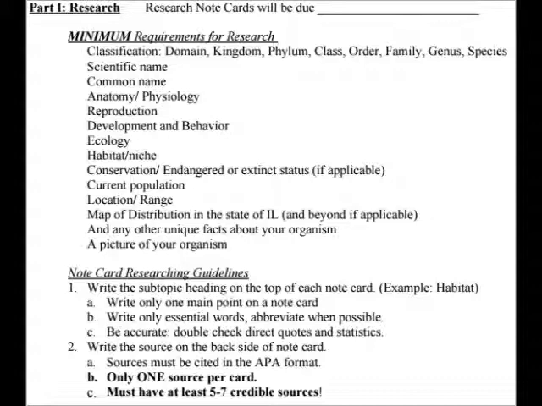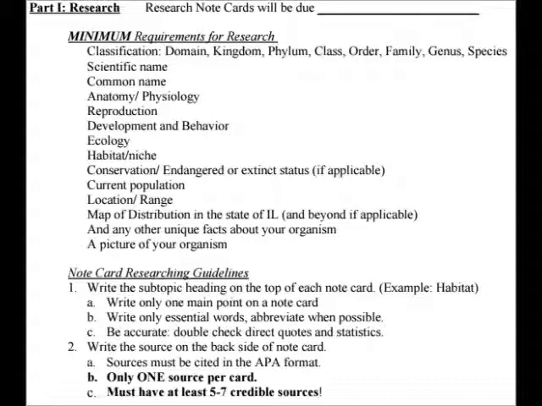Now there should only be one source per card. So if you have two sources that you find information about its habitat on, you should have two separate note cards. One for habitat from the first source, one for habitat from the second source. So only one source per card. And you need to find at least 5 to 7 credible sources of information.